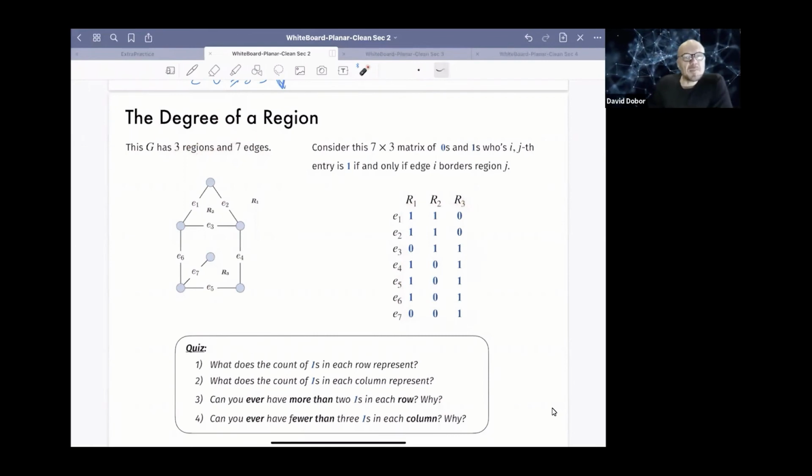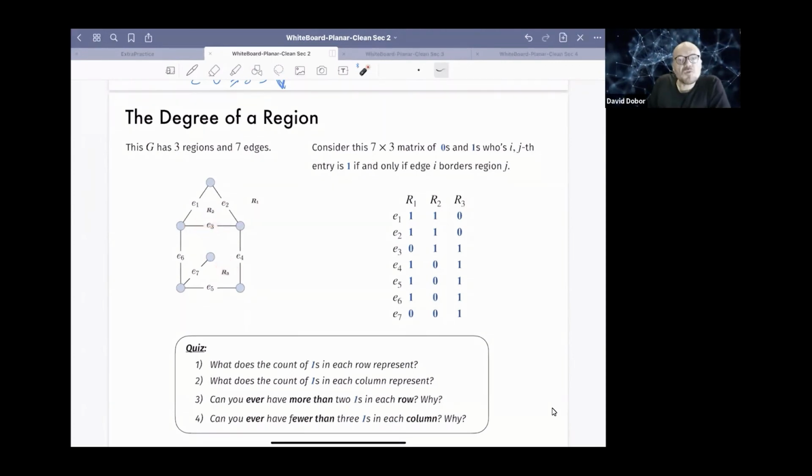Now, in this matrix, I'm going to place a 1 at the intersection of edge E and region R if that edge borders that region. Otherwise, I'm going to place a 0. Example. Why is there a 1, let's say here, at the intersection of edge E3 and region R2? Here's E3 and region R2. Why is there a 1 here? Because edge E3 is at the border of region R2. It borders R2. Why is there a 1 here? Because E3 also borders R3. There's the R3 region.